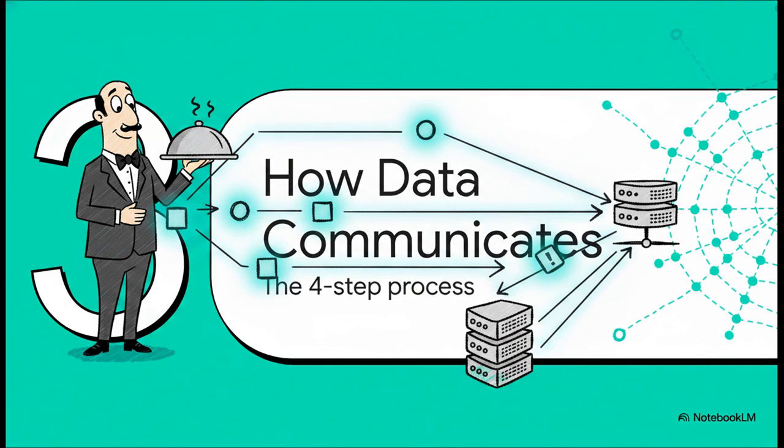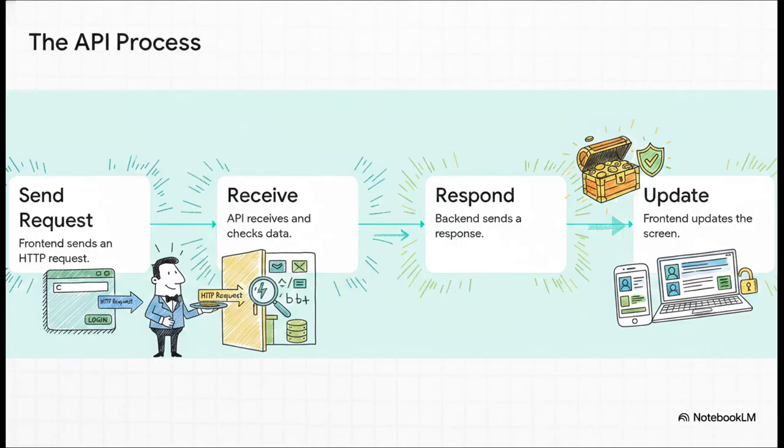So, part three, how does that data actually communicate? Let's walk through an action we all do every single day. Clicking a login button. It happens in 4 super quick linear steps. Step 1, your browser sends an HTTP request. That's you handing the waiter your order. Step 2, the web server, or waiter, receives it and carries it to the back-end kitchen to verify your username and password in the database.